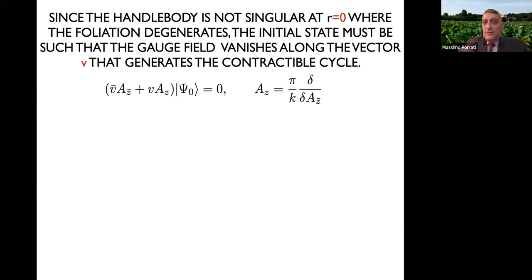Well, then your initial state, the state from which you obtained the final one by radial quantization, must be special, because we know that the handlebody is non-singular at the origin, even if the foliation degenerates. So it means that when you compute a gauge field along this trajectory and along the vector that generates the trajectory, this gauge field must have a zero.